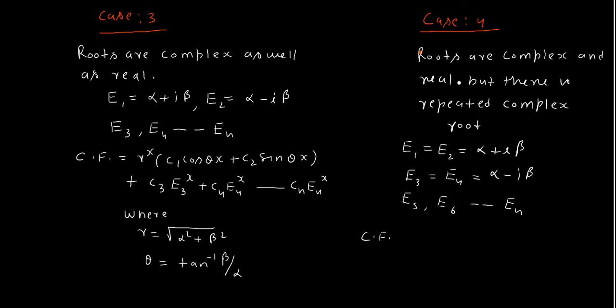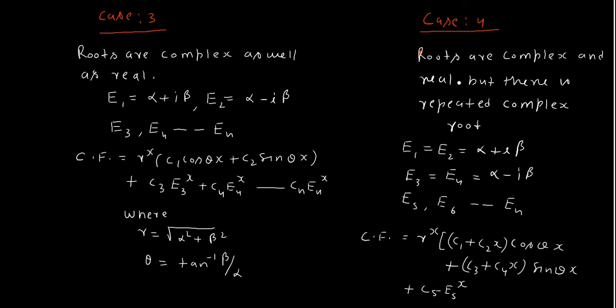The complementary function becomes r to the power x into (c1 plus c2x) inside cos theta x plus (c3 plus c4x) sin theta x, plus, for the real roots, what will happen? c5 e5 to the power x plus c6 e6 to the power x up to cn en to the power x.